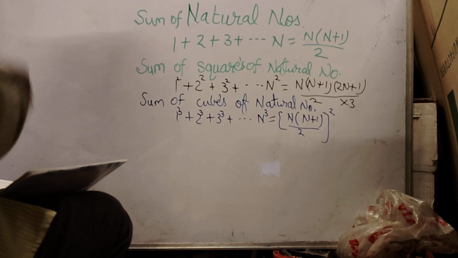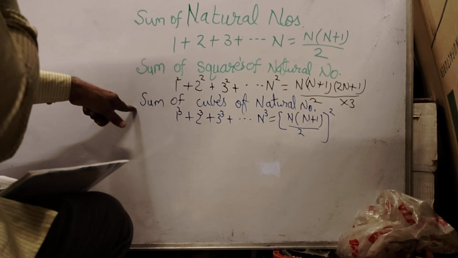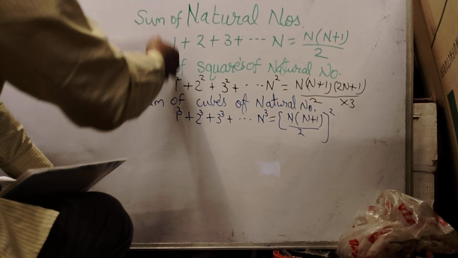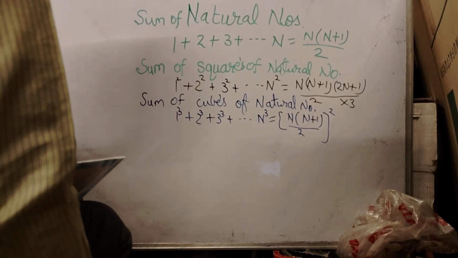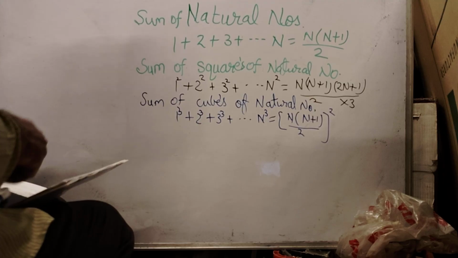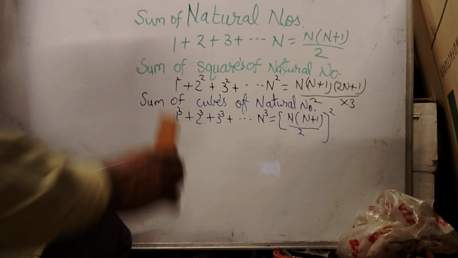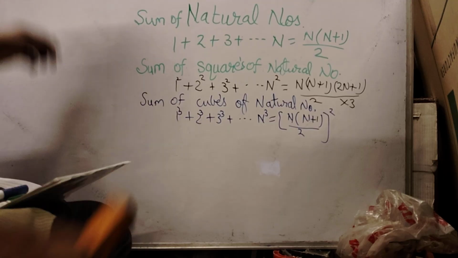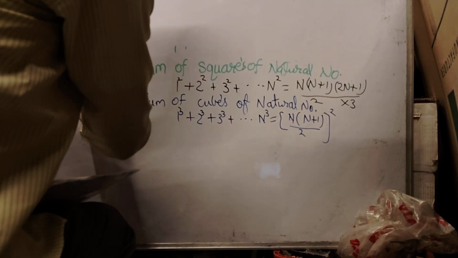So there are three formulae. First is natural number sum, second is squares sum, third one is cubes sum. All numbers start from 1 because they are natural numbers. Natural numbers start from 1, and we can take some problems or questions based on these. Okay, so these three formulae are important. All three formulas we have to remember.